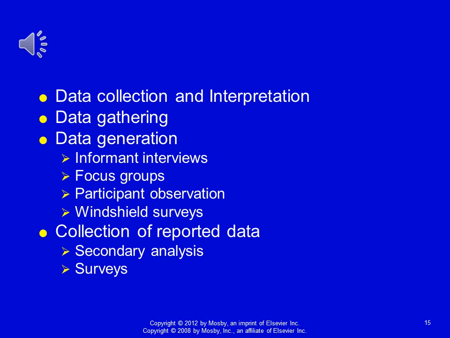Informant interviews, focus groups, participant observations, and windshield surveys are four methods of generating direct data. All four methods require sensitivity, openness, curiosity, and the ability to listen, taste, touch, smell, and see life as it lives in the community.